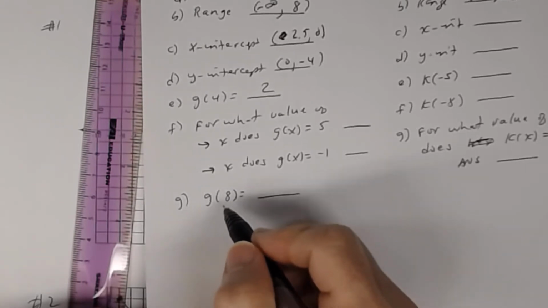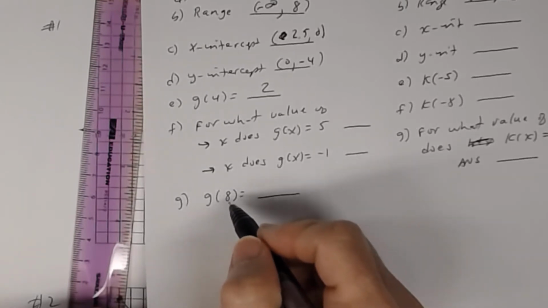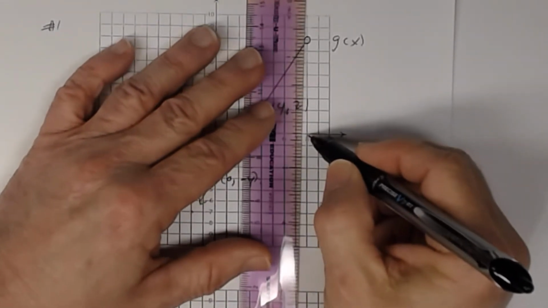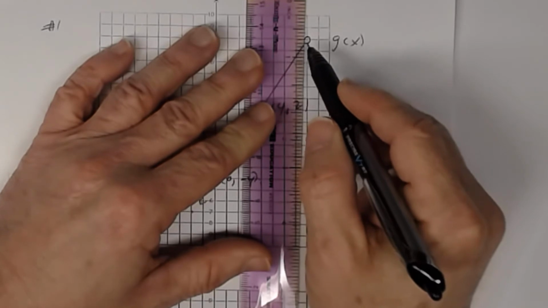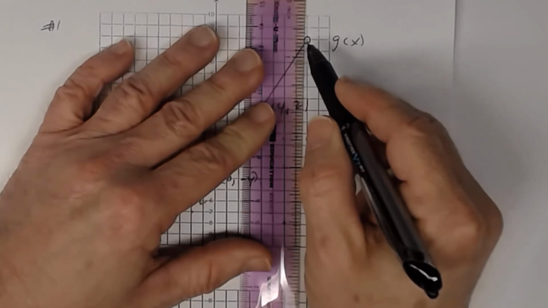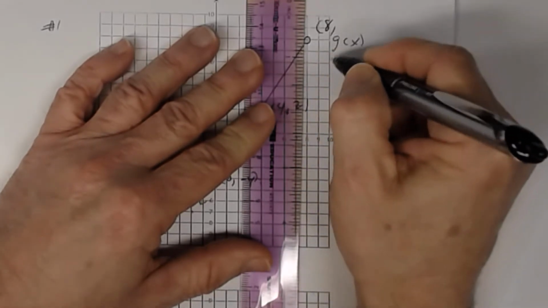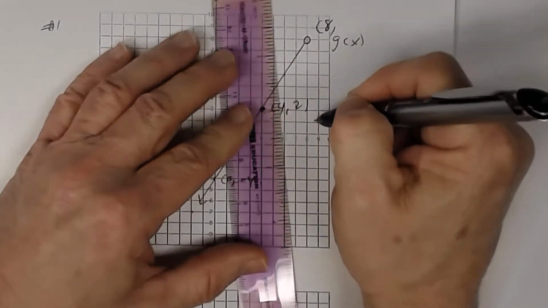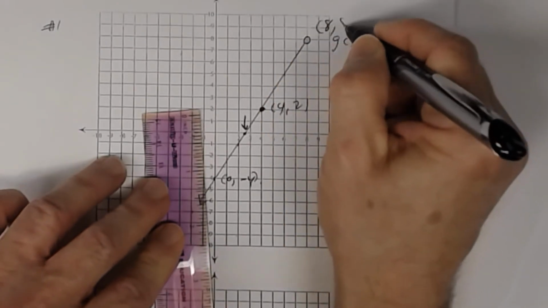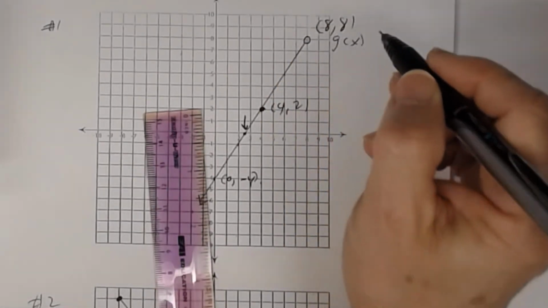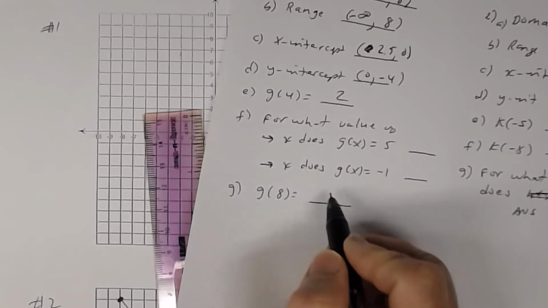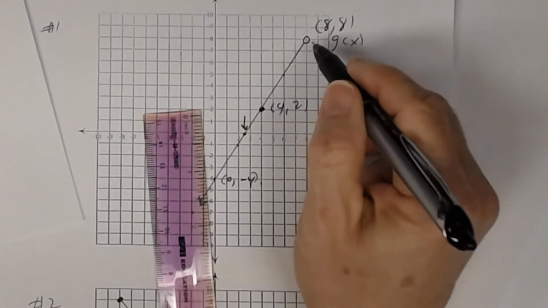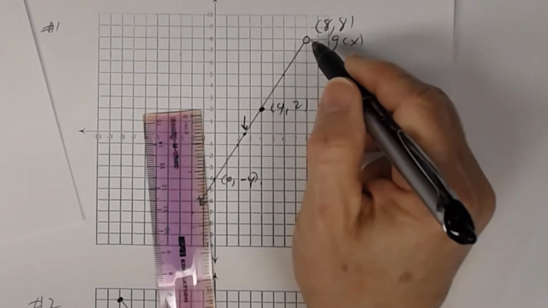Now let's do this one, g of 8. So the question now is, what's the y value when x is 8? When x is 8, that's this right here. Now be careful. Remember, that's not part of the graph. This open circle represents the point 8, comma 8. So don't say the answer is 8, because that's not your y value. This is an open circle, so when x is 8, the point does not exist, because it's open.